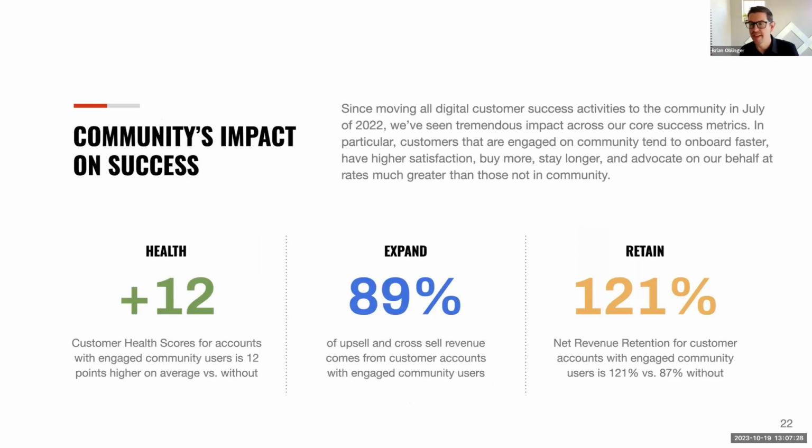Here's one for success, right? That we built to show, hey, here's what community's doing inside of customer success. It turns out that people that are engaged in community plus 12 on their health score, right? They expand at a rate 89% faster than other people. And we retain them, as I said before, kind of earlier on the one-liners, we not only retain them, but they buy more, which is how you get 121% of a retain number.